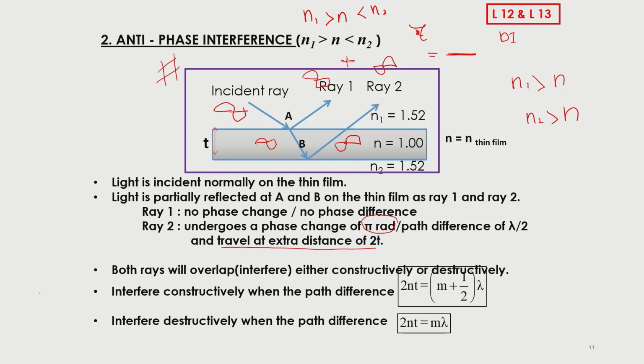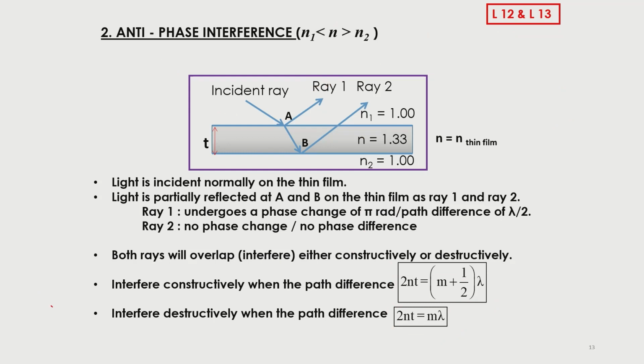They interfere constructively when the path difference equation is 2nt equals (m plus half) lambda, and interfere destructively when the equation is 2nt equals m lambda. Now consider the case where the refractive index of the thin film is higher than that of medium 1 and higher than that of medium 2. As usual, light is incident normally on the thin film, and the light is partially reflected at A and B on the thin film as ray 1 and ray 2.